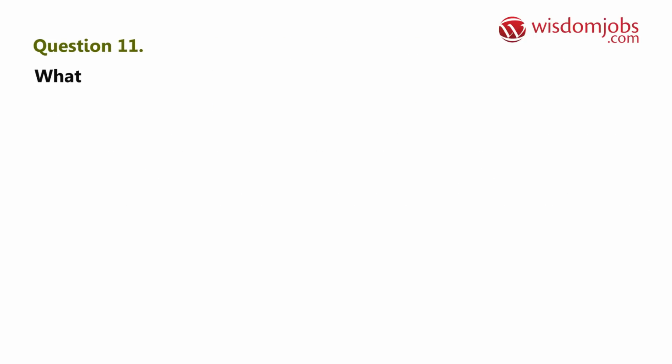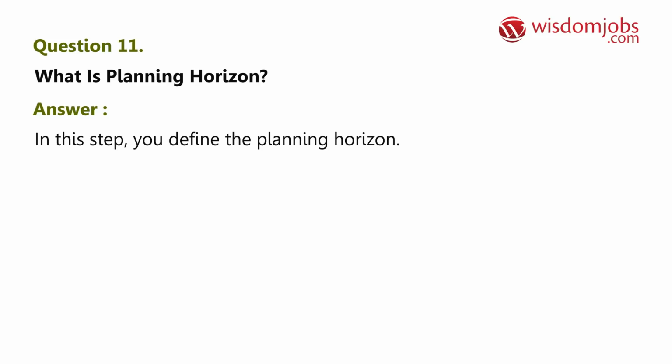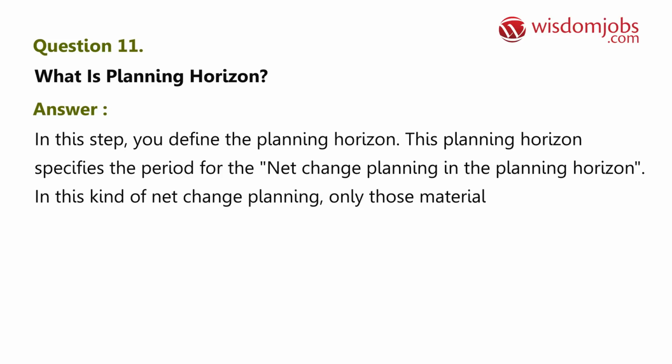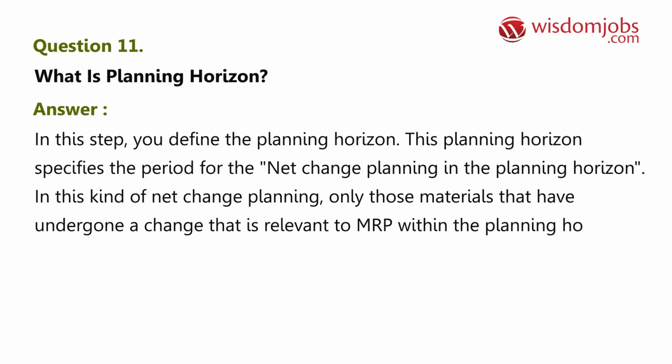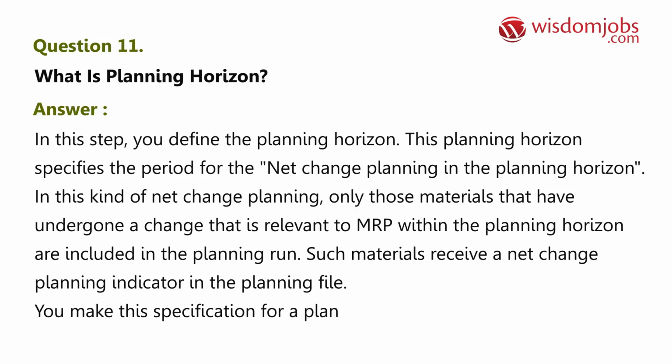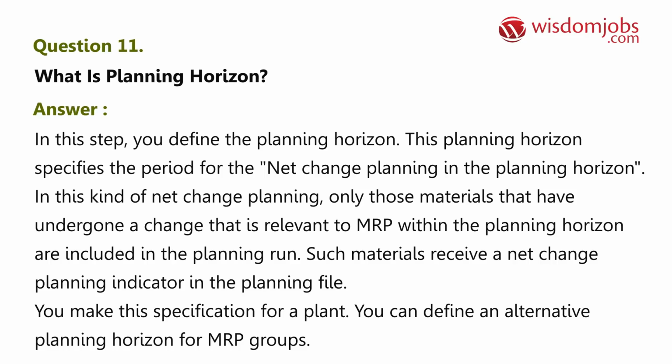Question 11. What is planning horizon? Answer: in this step, you define the planning horizon. This planning horizon specifies the period for the net change planning in the planning horizon. In this kind of net change planning, only those materials that have undergone a change that is relevant to MRP within the planning horizon are included in the planning run. Such materials receive a net change planning indicator in the planning file. You make this specification for a plant. You can define an alternative planning horizon for an MRP group.